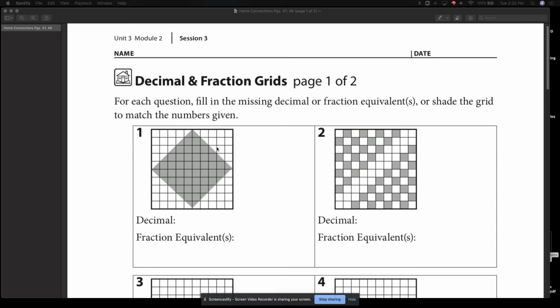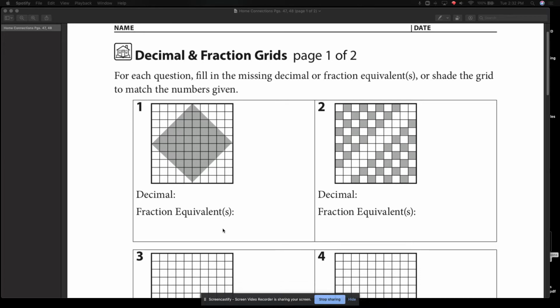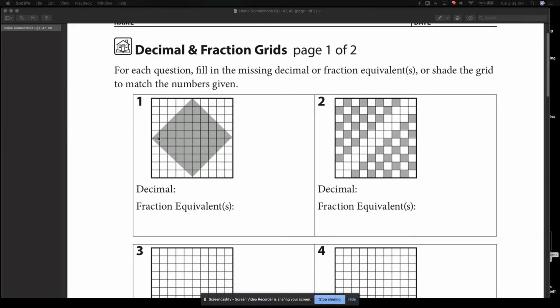So I want you to look at the first one. It just wants you to count how many squares are shaded in each of these boxes, and then write the decimal and the fraction equivalent to each of these. This number one is a little tricky because this shaded area goes halfway through some of these squares. So you're going to have to figure out how you can combine some of these halves to equal one whole.